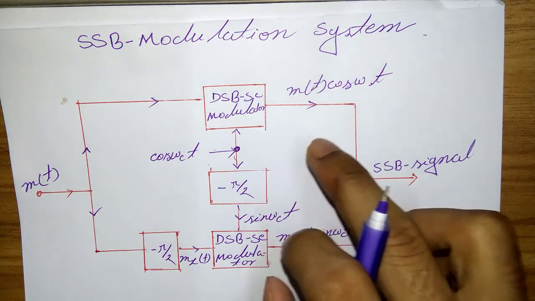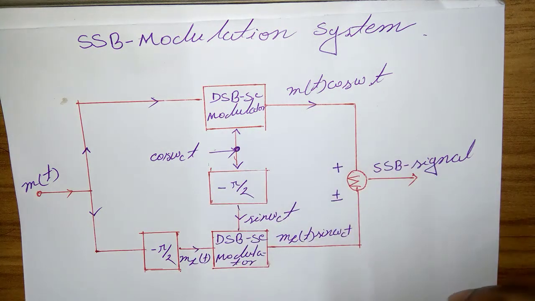So here is the SSB modulation system diagram. But actually, what is the SSB modulation system? Mainly there are three methods commonly used to generate an SSB signal: phase shifting, selective filtering, and the Weaver method. So one is phase shifting, second is selective filtering, and the next one is the Weaver method.